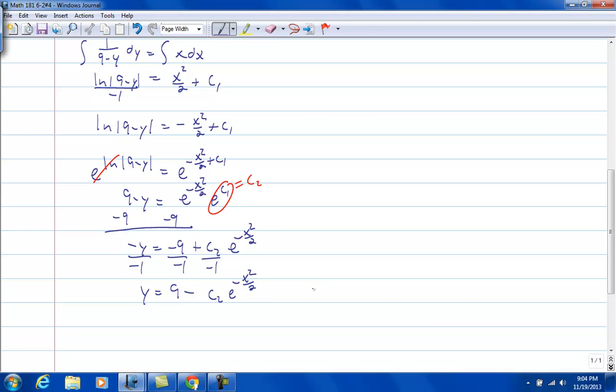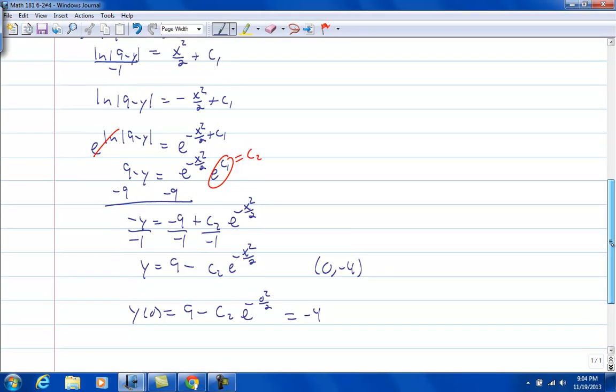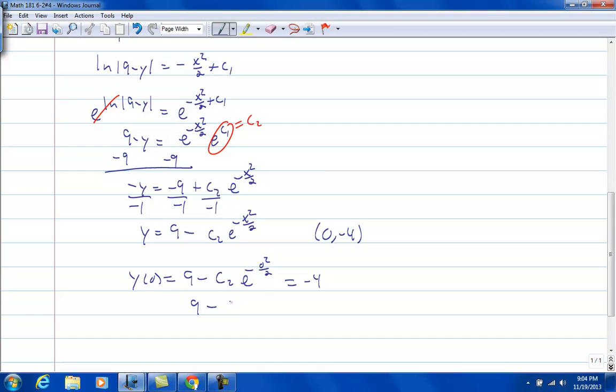Now we have that initial condition of (0, negative 4), so we'll plug this in. y of 0 equals 9 minus c2 e to the negative 0 squared over 2, and that's going to be negative 4. So we have 9 minus c2 times e to the 0, which is just 1, so c2 times 1 is negative 4 on the left side as 9 minus c2 equals negative 4. We can subtract 9 from both sides so that negative c2 equals negative 13, meaning c2 equals 13.